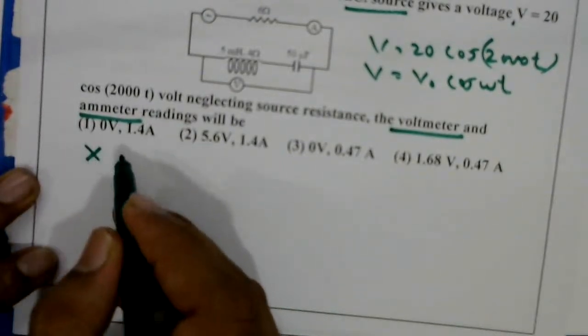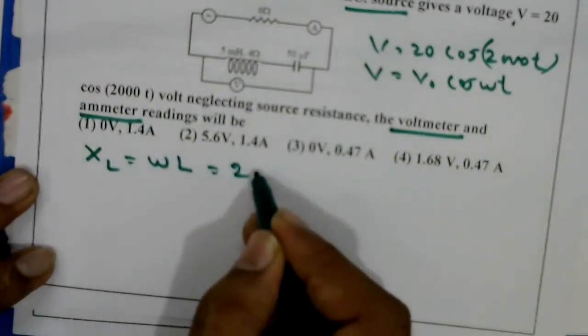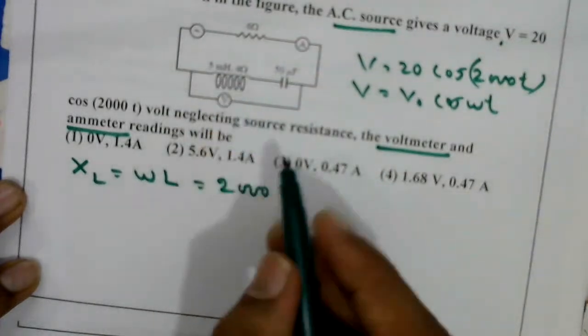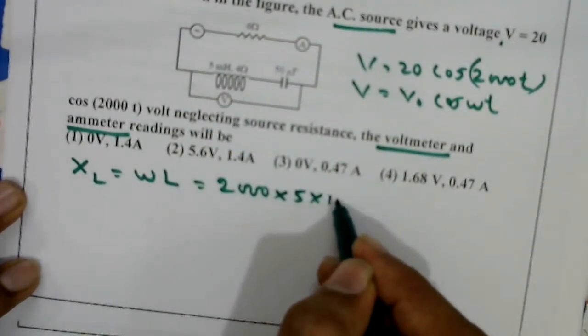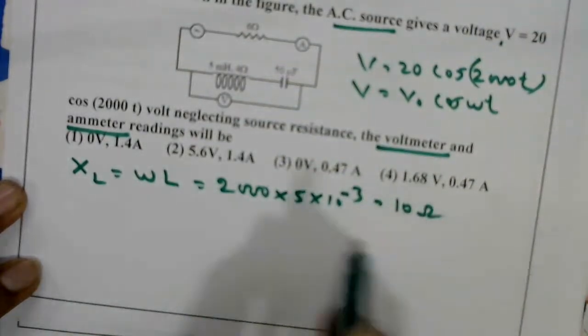And XL is equal to what? XL is equal to omega into L. Omega is nothing but 2000 in this equation. L is nothing but what? Inductance. It is 5 into 10 to the power minus 3. Minus 3, this 3 gets cancelled, it is 10 ohm we got.